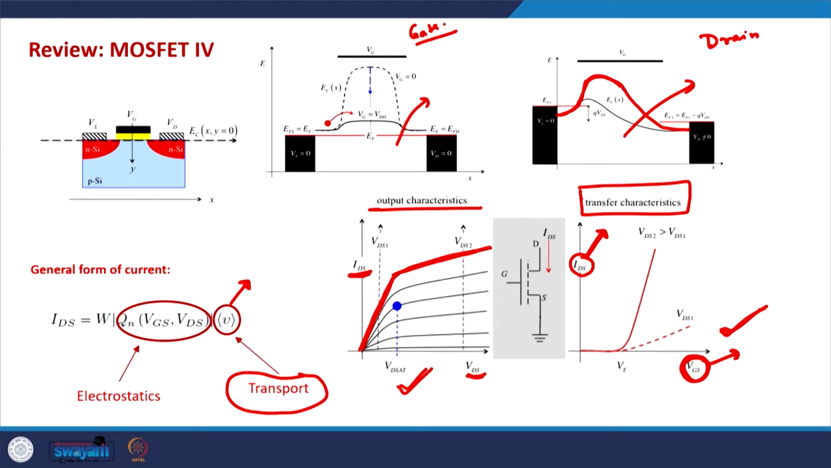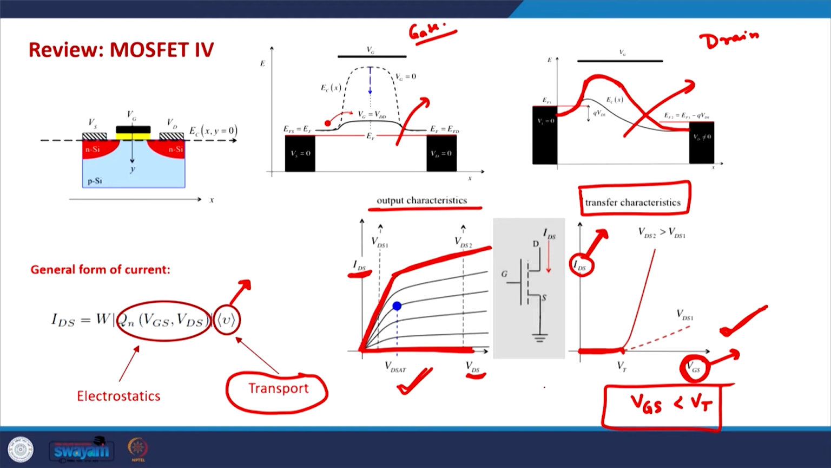The third regime, which is not properly visible in these plots, is the subthreshold regime. The subthreshold regime is also there in the transfer characteristics, and this is the relationship between IDS and VGS when VGS is less than the threshold voltage. That is why it is known as the subthreshold regime, and the current characteristics in this regime are known as the subthreshold characteristics.